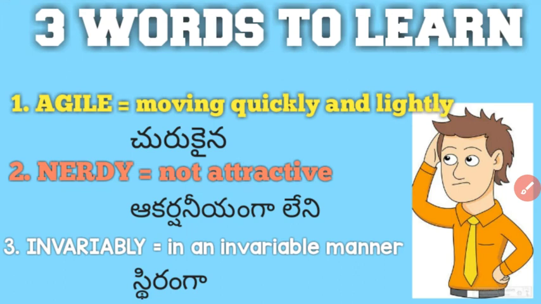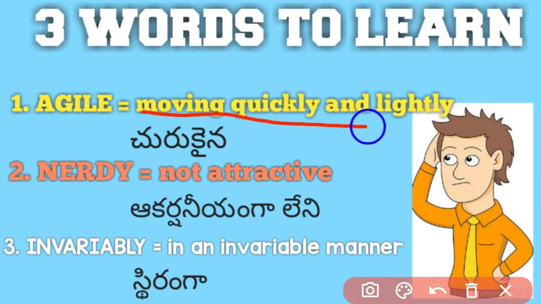See, 3 words to learn from our video. You will get 3 words which will be useful for all your competitive exams, for improving your vocabulary. These are very important. Just see, agile. Agile means moving quickly and lightly, means చురుకైన, ఫాస్ట్‌గా మూవ్ అవ్వడాన్ని, త్వరగా ఆలోచించడాన్ని ఎజైల్ అంటారు.